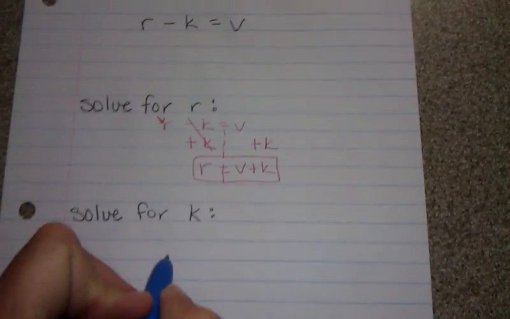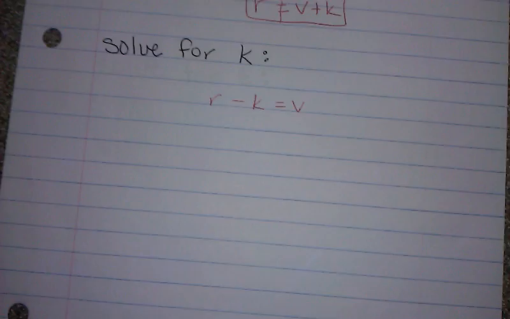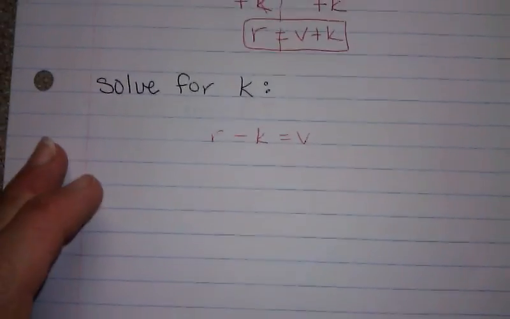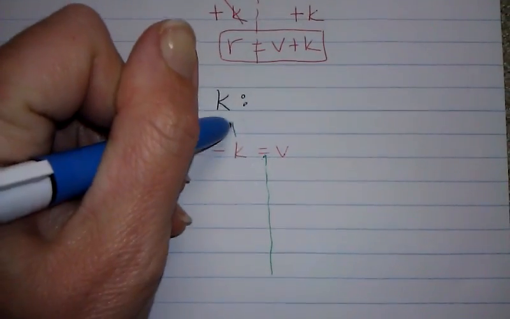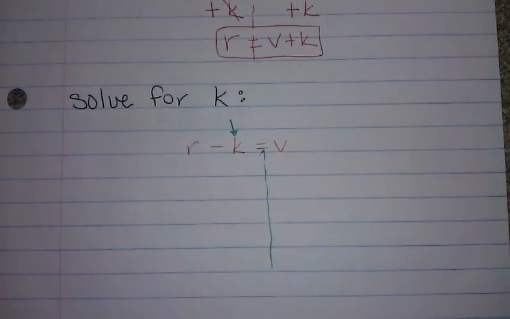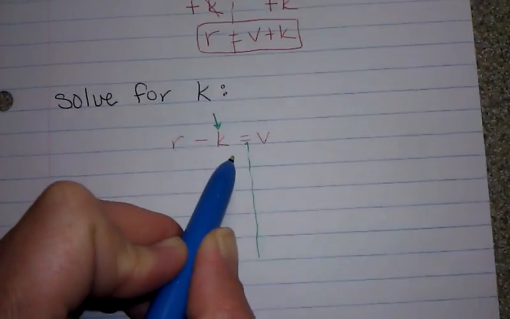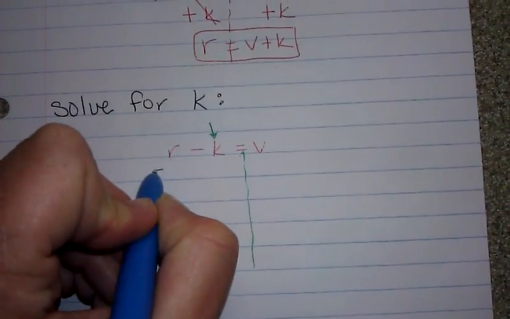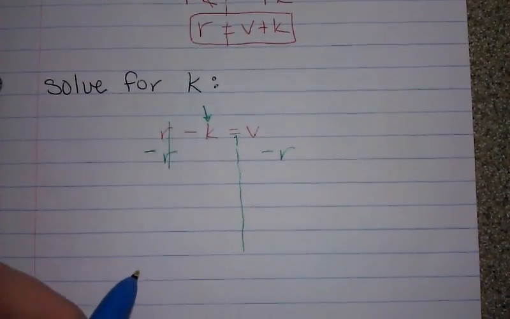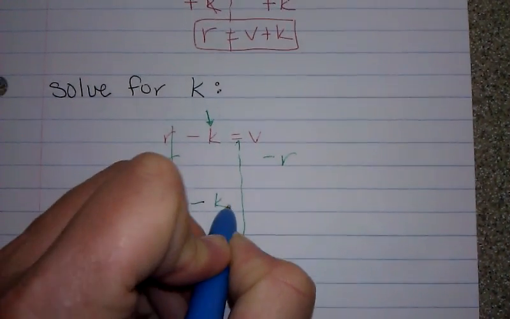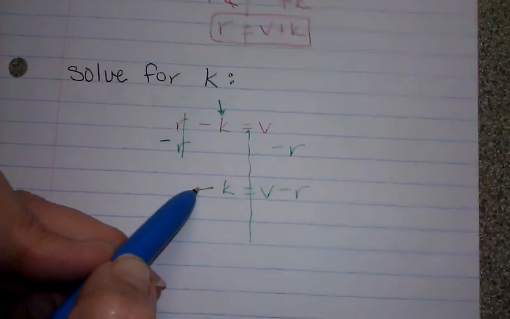I have, let me rewrite the equation, r minus k equals v. So here's my equation, and I want to get k by itself. Let me draw my dotted line. If I want to get k by itself, what's on the same side with the k? The r is. This is a positive r. There's a positive r and a negative k. The positive r, I'm going to subtract r from each side. These cancel. I get negative k equals v minus r. Do not forget the negative. It still has to stay with the k.